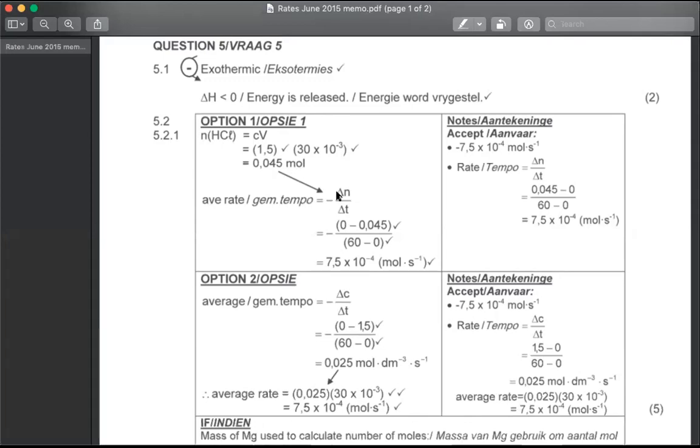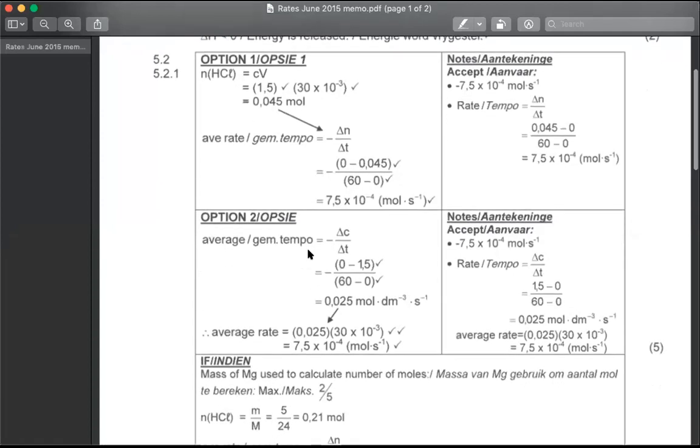So then you can work in change in number of moles over time. Change in number of moles will be 0,045 moles. Why is it 0 minus 0,045? Because it's final minus initial, right? And your time is 60, and you'll get 7,5 times 10 to the minus 4 mole per second.